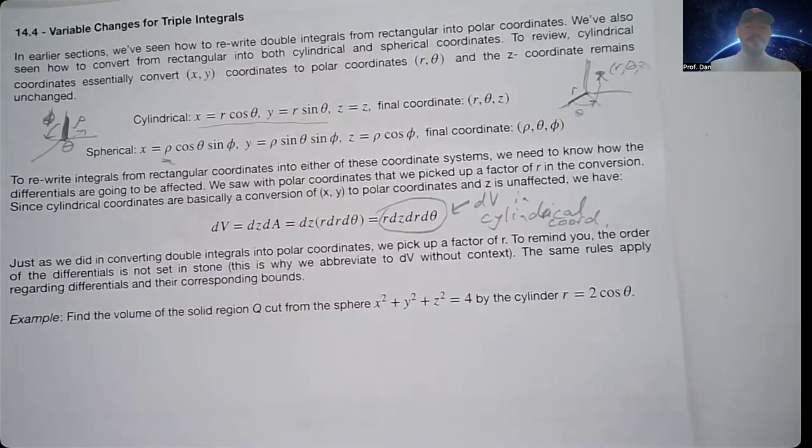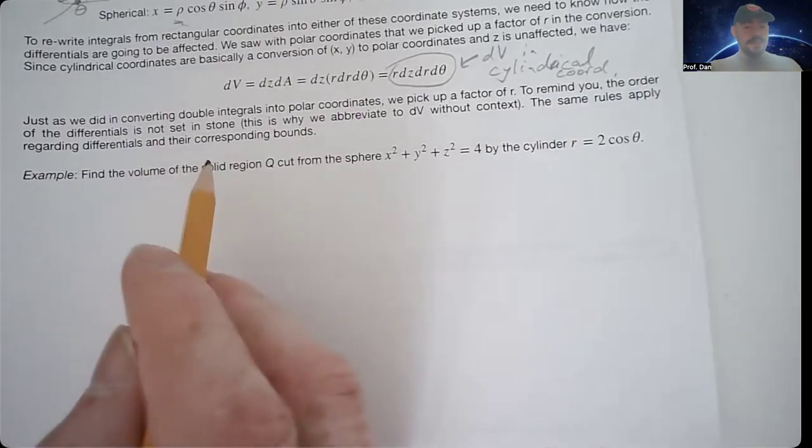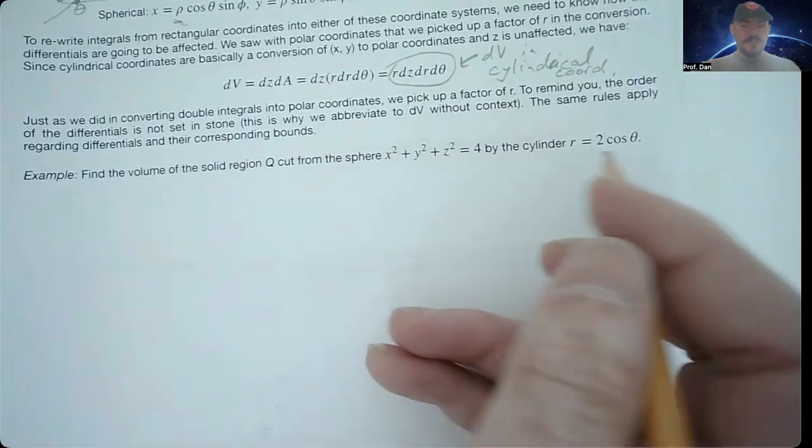We'll do a couple examples that involve cylindrical coordinates, and then we will talk about spherical coordinates and all the things that ensue on that one. So first off, let's say we want to find the volume of a solid from a region Q cut from the sphere by the cylinder.